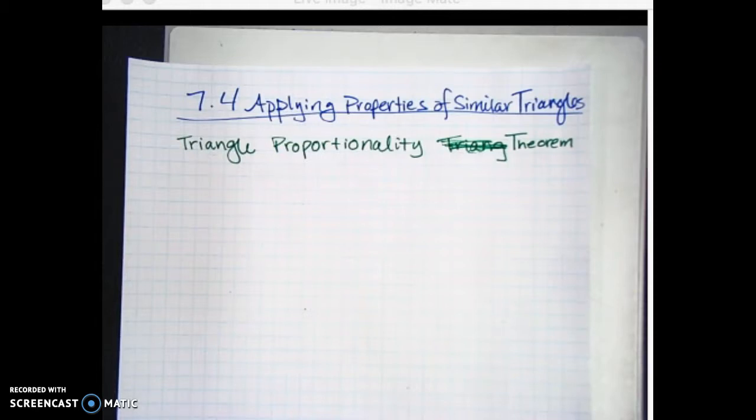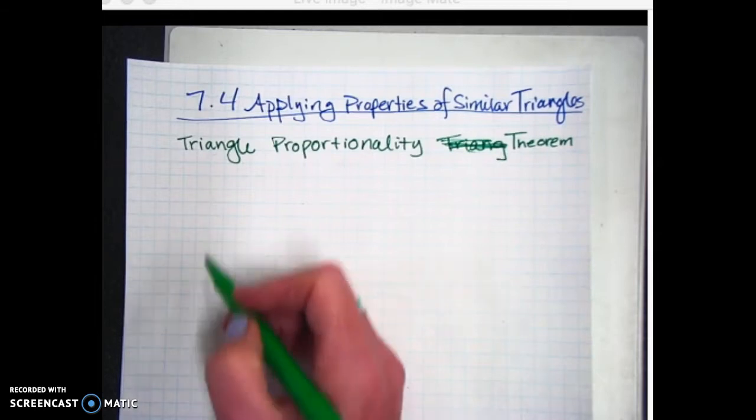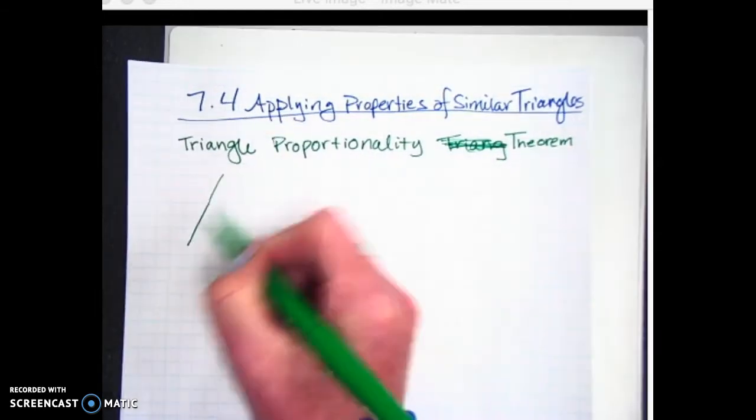How do you solve a proportion? Cross product, okay? So by now you've done lots and lots of them. So once you get that proportion set up, you should be able to do the cross product and then solve for that variable, okay? So the triangle proportionality theorem, basically you're going to have a triangle.